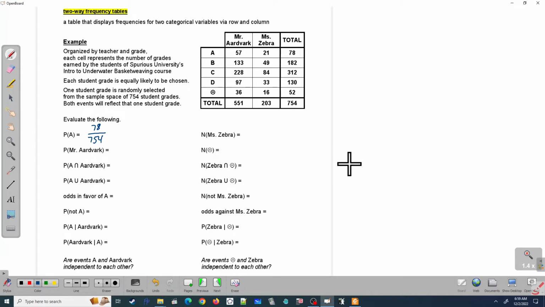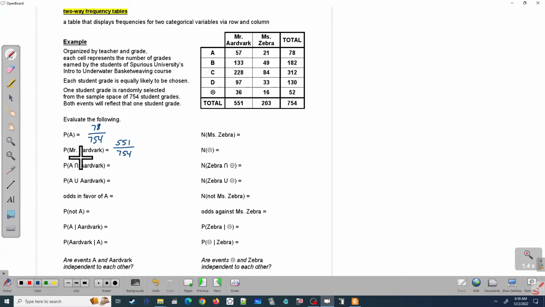The next one says we're going to take the probability of Mr. Aardvark. Okay, so now Mr. Aardvark has 551 students. We could add up all these numbers right here and just say that's 551, and again that would be out of 754.